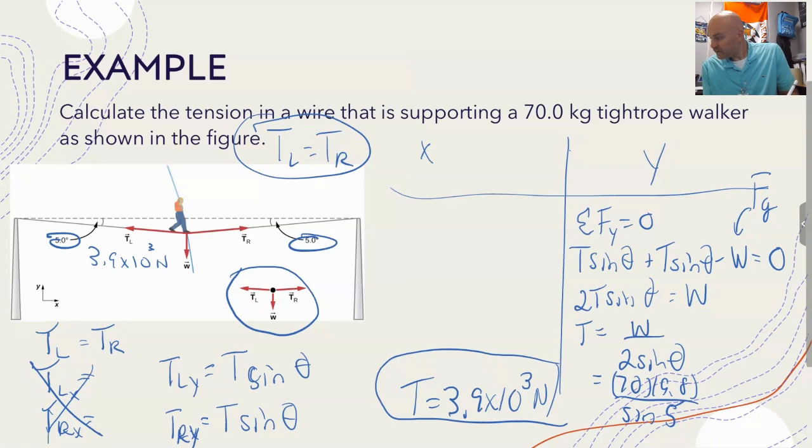Is it right? I just want to check. That seems like a little bit of a big number. So 70 times 9.8 divided by sine 5. Make sure I'm in degrees. I am. Yep, and divide that by 2. Yep, so it would be 3,900 newtons.